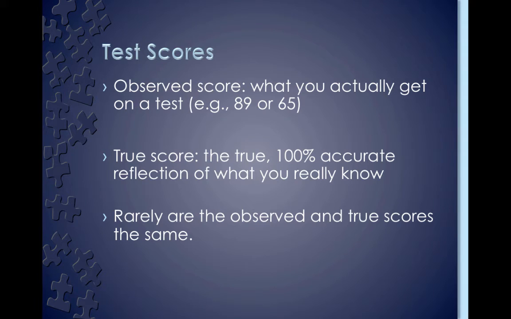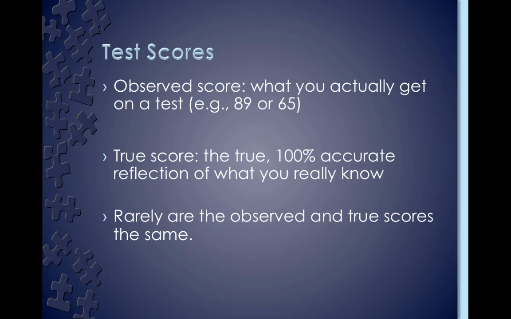Before we talk about the 4 different types, I want to make sure we kind of talk about something else real quick. This whole idea of test scores. We have observed scores. So think about what you earned on quiz 1. Quiz 1, let's say you earned an 89%, or you earned a 65%, whatever it is. This is what you actually earned. This is your observed score.